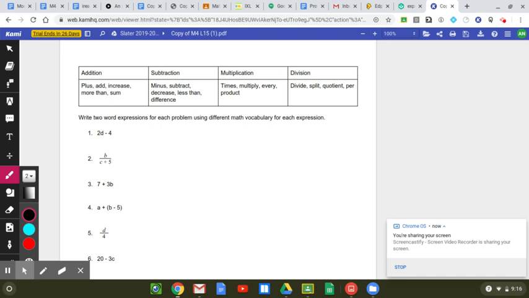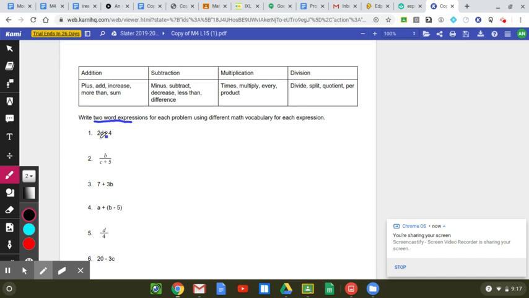Hello, I am going to be going over some example problems following lesson 15. What I've done here is I've made a table with different terms that are associated with different operations. We have addition, subtraction, multiplication, division. And for each of these examples, I want you to write two word expressions for each problem using different math vocabulary. So you're going to be using these words, okay?